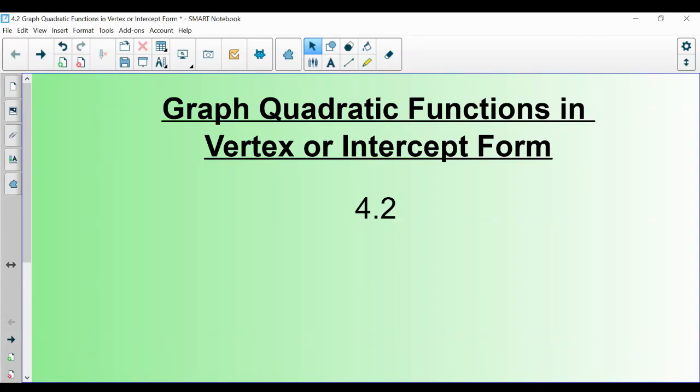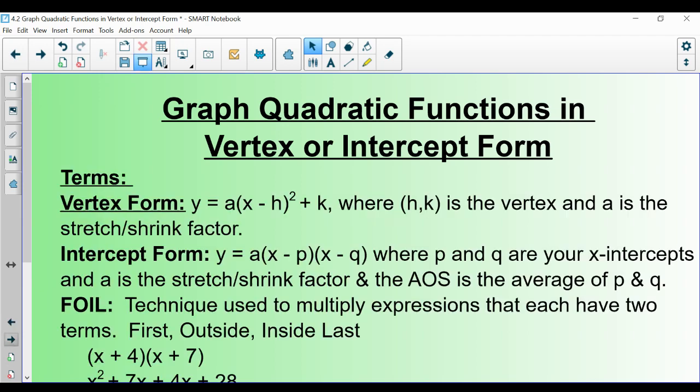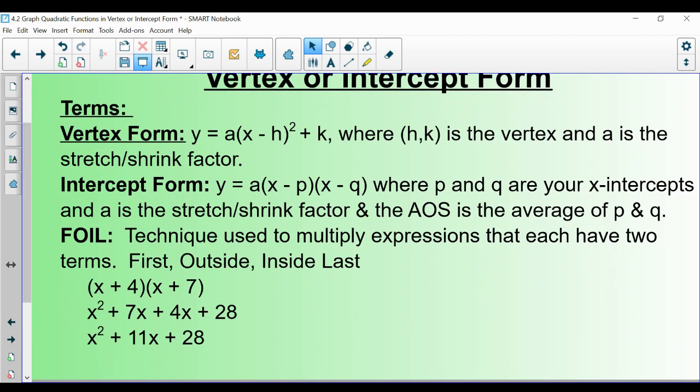Hello, algebra students. This is a lecture on graphing quadratic functions in either vertex form or in intercept form. We're going to be studying both forms. The previous lecture was on 4.1, which was graphing from standard form. Now we are simply graphing from two additional forms. What are the two forms?